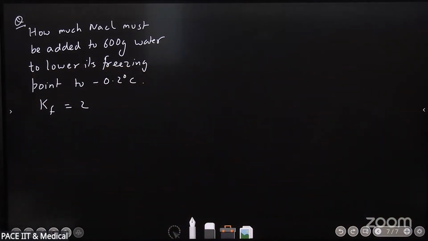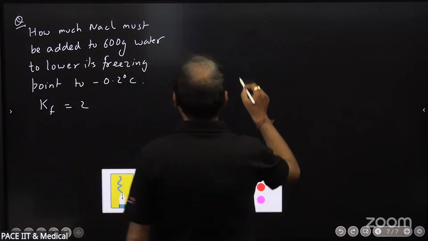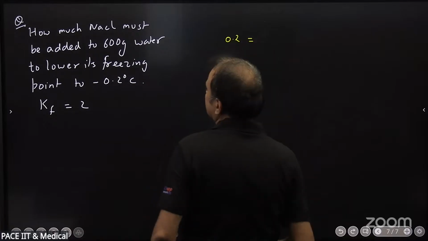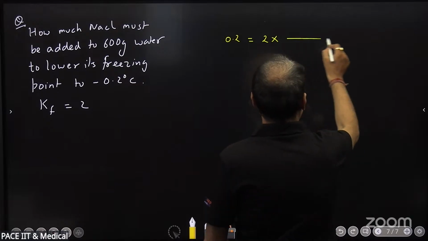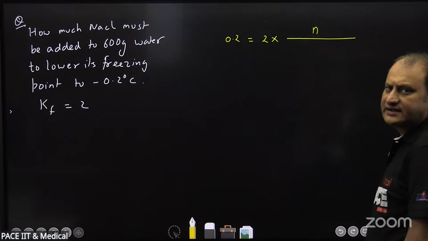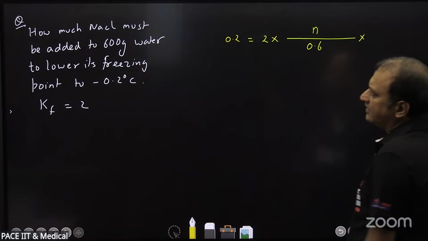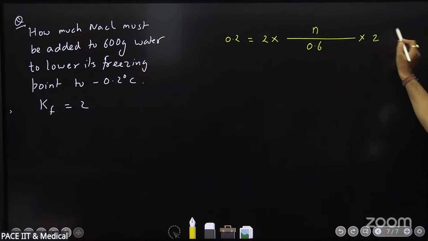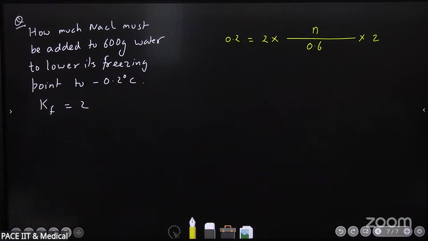Quite a straightforward problem. How will we proceed here? Delta T, we know we want 0.2. Kf is given 2. Molality: moles of NaCl, let's take n, upon weight of water in kgs, 0.6. And the Van't Hoff factor for NaCl we can take as 2, because we know NaCl is almost 100% ionized. Okay.